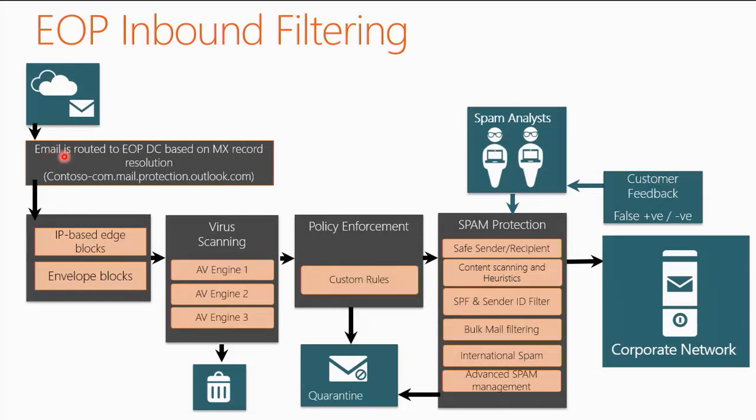Then, once the mail arrives, it arrives at the front door. So this is our front doors. And the filtering is mainly made there based on the IP of the sender, as well as based on the envelope blocks.